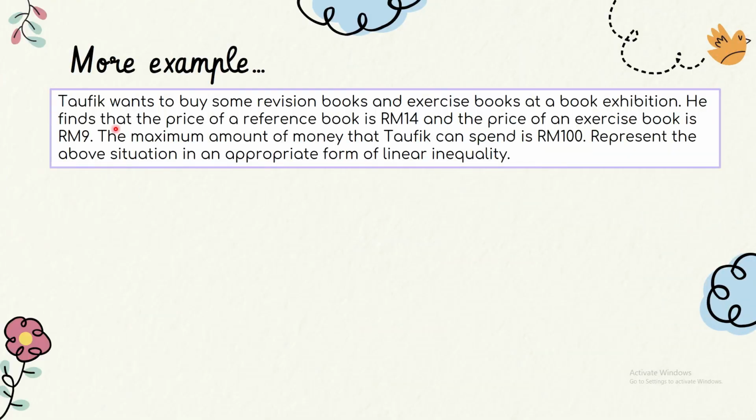I will read the question. Taufik wants to buy some revision books and exercise books at a book exhibition. He finds that the price of a reference book is 14 ringgit and the price of an exercise book is 9 ringgit. The maximum amount of money that Taufik can spend is 100 ringgit. Represent the above situation in an appropriate form of linear inequality. Now I will give you 5 seconds to determine the two main variables, or the main focus, in this problem.